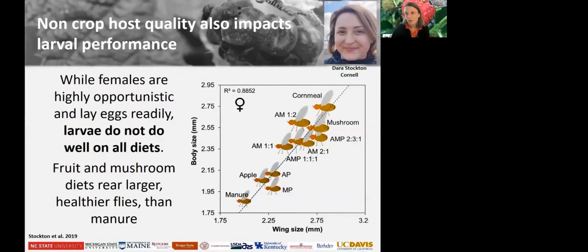But all these non-crop hosts are not necessarily created equal. And so while spotted wing Drosophila can readily attack lots of different possible substrates, their offspring, their larvae, do not do well across all of those different diets. And so fruit and mushrooms resulted in larger, healthier flies as compared to something like manure. But the take-home message here is there is something that these flies can eke their way through on most of the year when they are available, when the weather conditions allow them to become active. And so fruit is not the only substrate required for reproduction and survival. There's lots of other potential things that they can feed on as well.